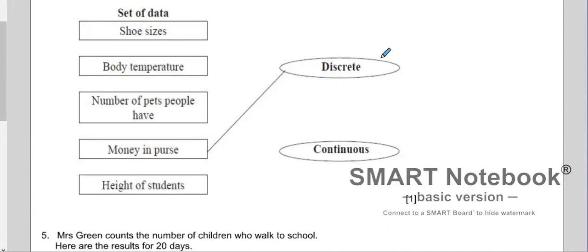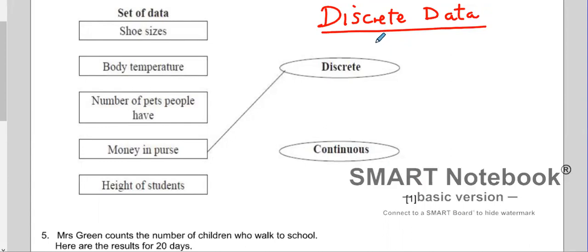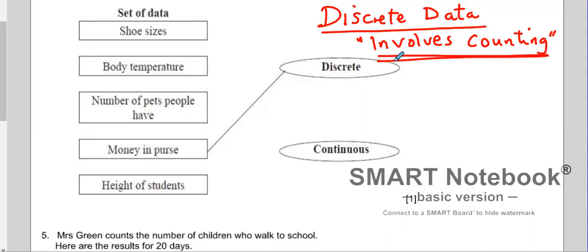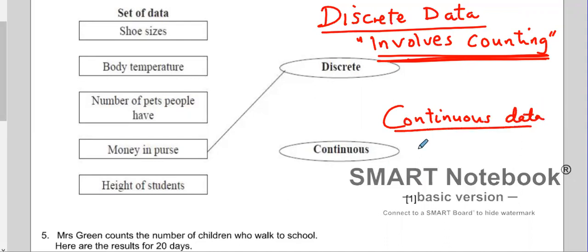Let us see what discrete means. This discrete data is the type of data that involves counting. Any sort of data that you obtain after counting is known as discrete data. Now, when it comes to continuous data, continuous data is the type of data collected from measurements. So continuous data involves measurement. You have to do measurement to get the so-called continuous data.